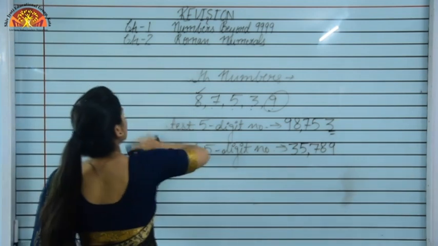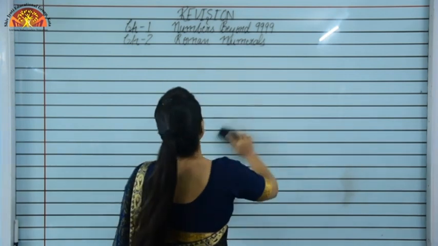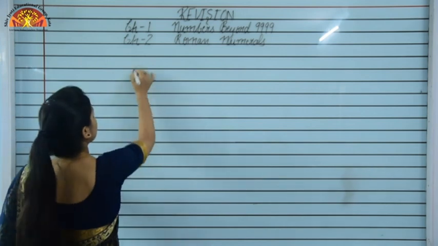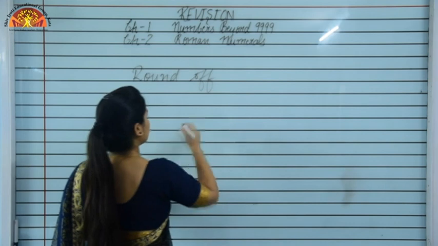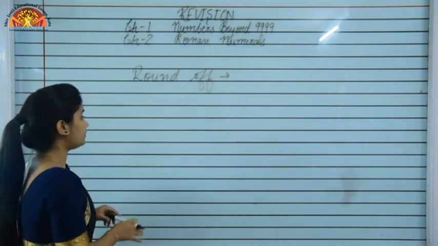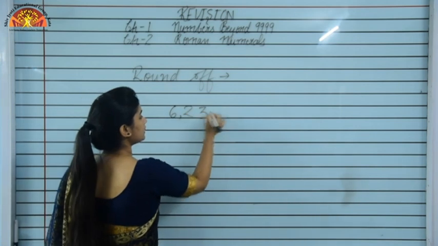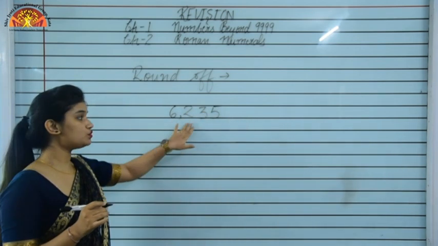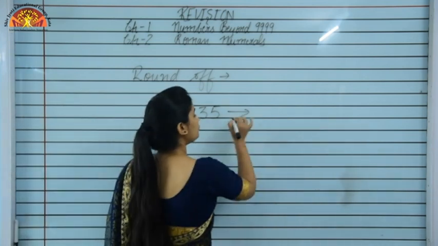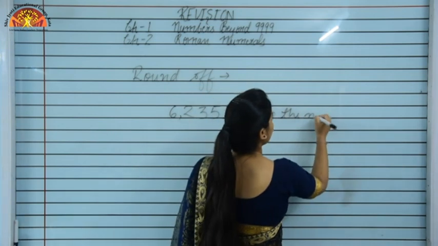Now we'll see rounding off numbers. How can we round off the numbers? So we take a number 6,235. What is the number? The number is 6,235 and we have to round it off to the nearest 10.